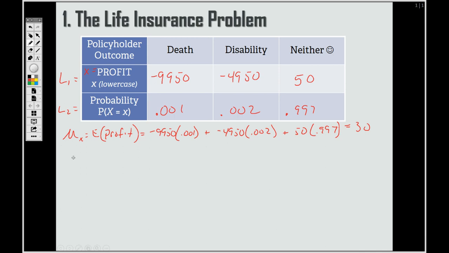Now we're also going to find the standard deviation, and the standard deviation of x is equal to the square root of each x minus the mean, squared to make it positive. This is called a deviation score. It's how much this x deviates from the mean. And then squared to make it positive minus the mean, times its probability. So we do that 3 times.